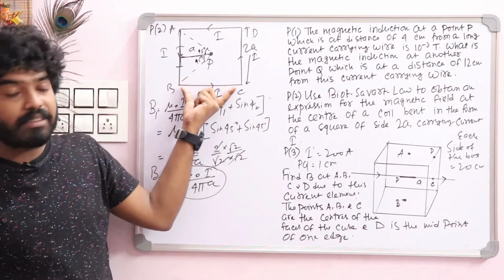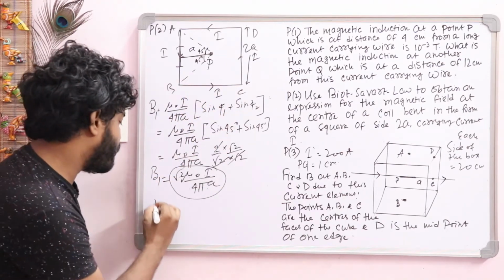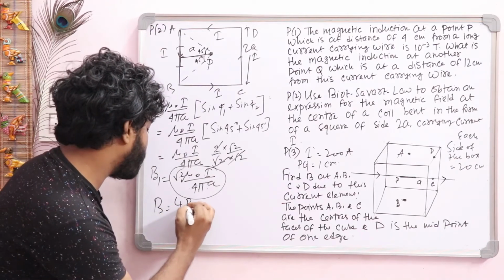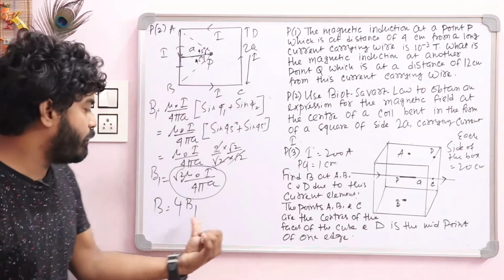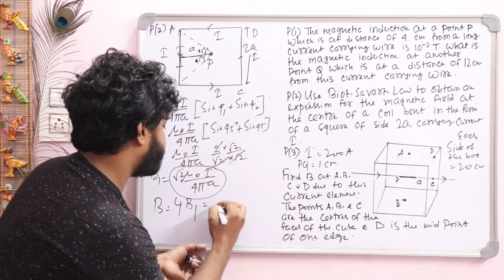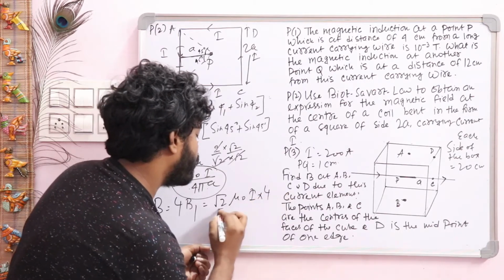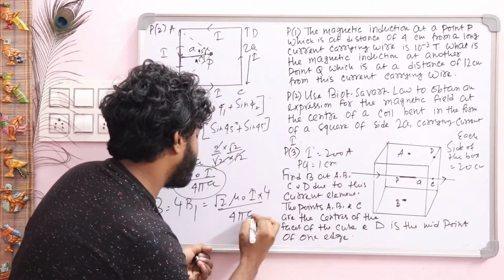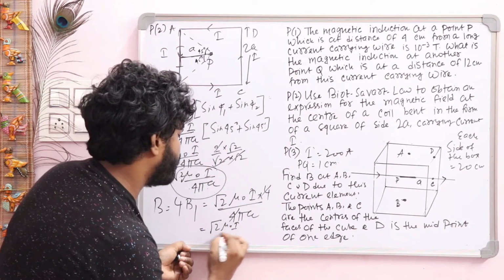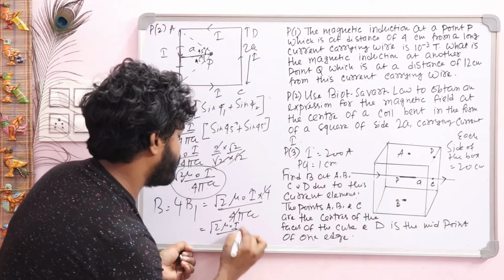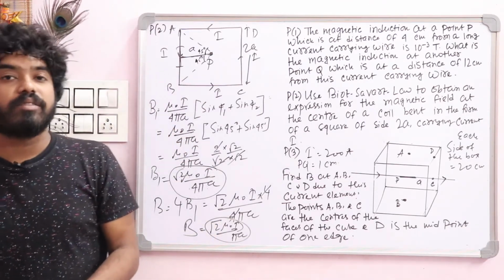For each case, phi 1 and phi 2 will be 45 degrees. So the total magnetic field B will be just multiplied by 4. Okay, 4 sides, so multiply with 4. So this will be root 2 mu naught I times 4 divided by 4 pi a. The 4 cancels out, that is root 2 mu naught I divided by pi a. This is the expression of magnetic field at the center of a square.